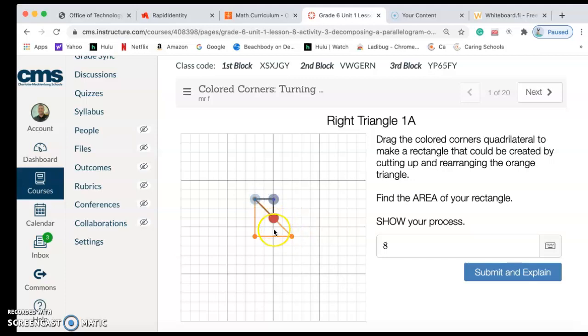You could have cut this one off with your virtual scissors, this little guy right here, and you could have moved it up here. That would still give me 4 as my height. My base is 2, or it's 2 rows of 4, still 8. There's a lot of different ways to do this, okay?